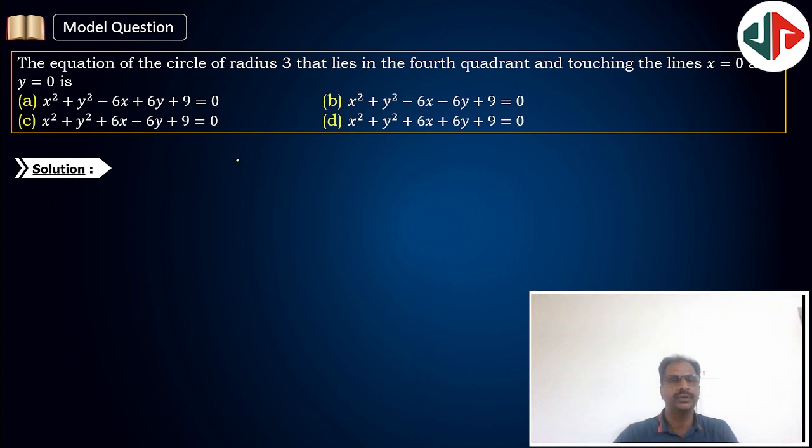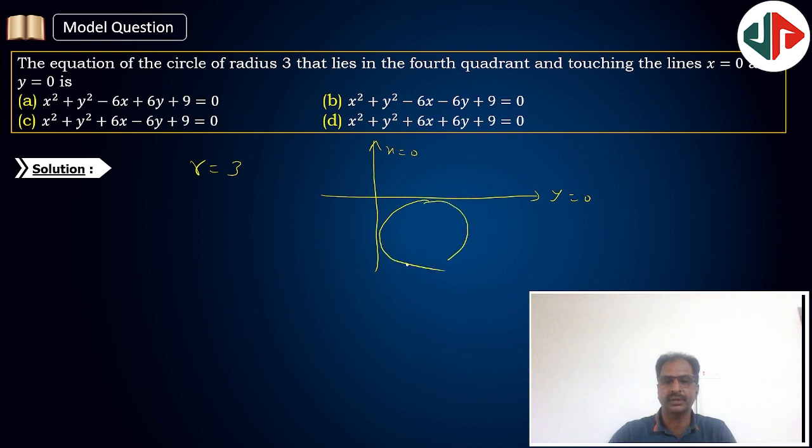Next question. You have to find the equation of a circle of radius 3 which lies in the fourth quadrant and touches the lines x equal to 0 and y equal to 0. y equal to 0 means the x axis, x equal to 0 means the y axis. You have to find the equation of the circle of radius 3 that lies in the fourth quadrant and touches both the x axis and y axis.